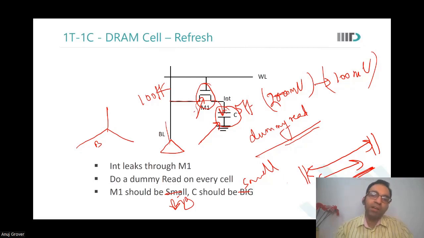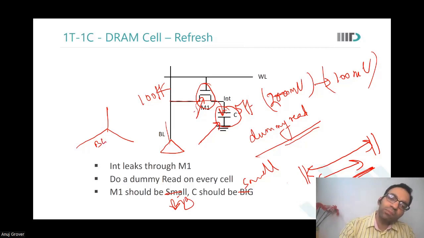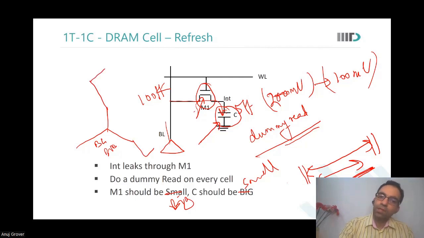So what does the sense amplifier do? It will amplify the difference between bit line and bit line bar to full VDD and ground, is it not? Yes, sir. So the bit line would go to full VDD if that was what was required, or it will go to full ground if that was what was required. As bit line goes to ground, the internal node will also discharge, or as it goes to VDD, the internal node would charge up.